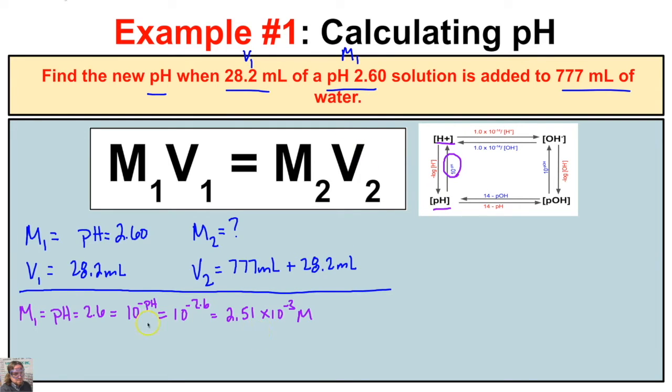And so there's M1. If we take a look here, V1, we have to convert to liters. And so we're just going to slide this decimal to the left 3 times, and we have 0.0282 liters. If we take a look over here, M2 is what we're trying to find. And V2, we have 0.777 liters plus 0.0282 liters. What we did here is we slid the decimal to the left 3 times on each one of these, or divide by 1,000 to convert them to liters. And so we'll put this in our calculator. We'll take 0.777 plus 0.0282, and we end up with 0.8052.